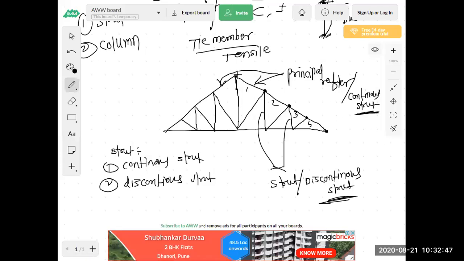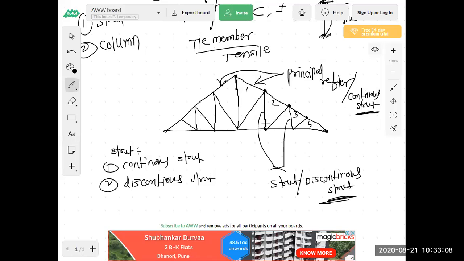So this inclined member, the whole inclined member, is nothing but the continuous strut. Now, the second one is the discontinuous strut. So you can again concentrate here. What is a discontinuous strut? See, this is the joint and this is the joint.